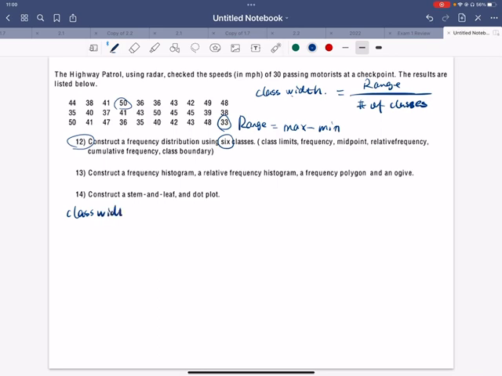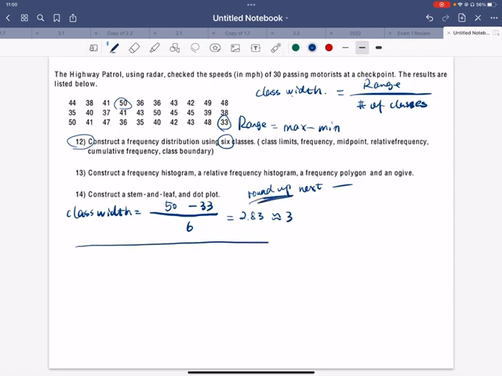Class width will be the maximum, which is 50, take away the minimum and divide by 6. So I have 17 over 6. 17 divided by 6 is 2.83333, which rounds to 3. Remember, we round up to the next convenient number. So we have a class width of 3.